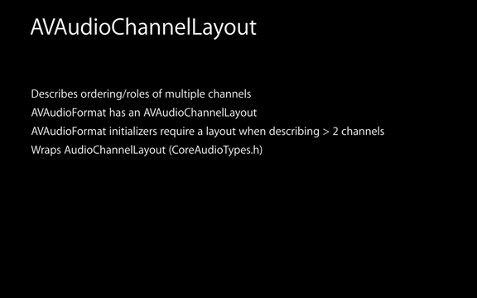So it becomes unambiguous to any place else in the system that sees that AV Audio Format what the order of the channels are. So the underlying AudioChannelLayout object is pretty much exposed the way it is here. You can go look at that in CoreAudioTypes.h, but we have wrapped that up in AV Audio Channel Layout for you. Okay, moving on. Let's look at AV Audio PCM Buffer.